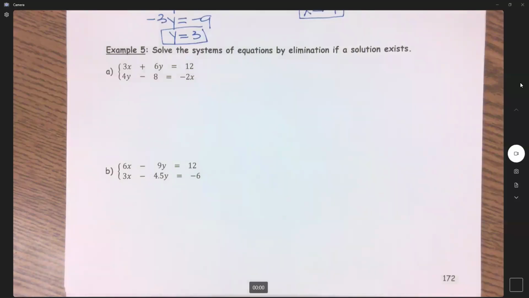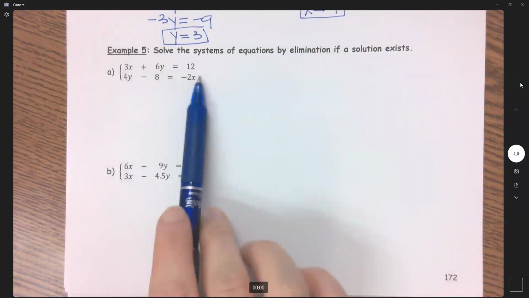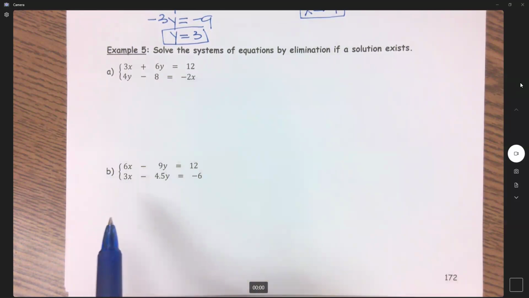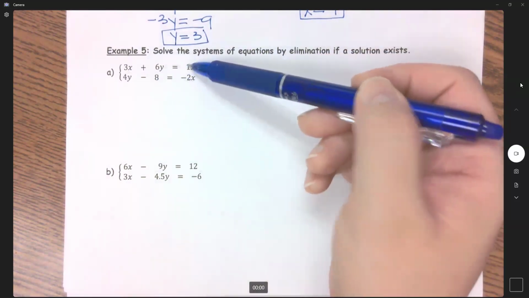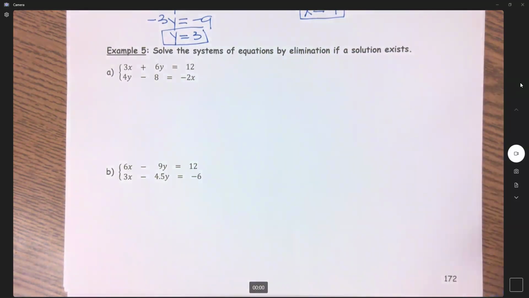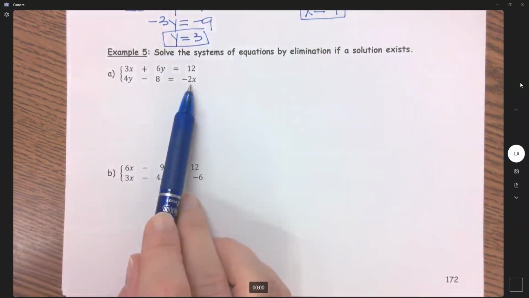Example 5 says solve the systems of equations by elimination if the solution exists. Here's a perfect example of them telling me to use elimination, but I'm not going to use elimination here because my things aren't stacked. I have an x over a y over a constant, and a constant over an x. Not happening. What I can do, though, is easily solve for this x in this bottom equation.